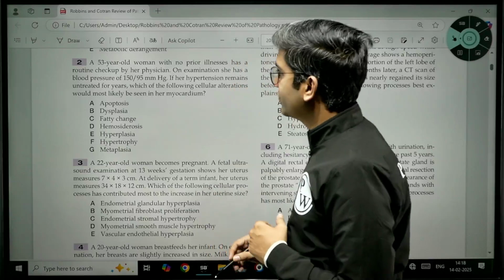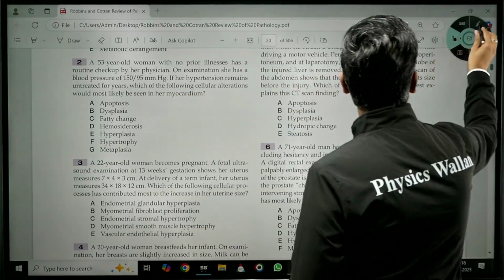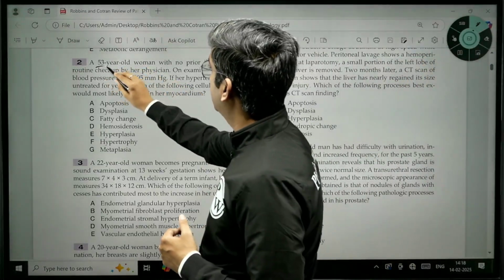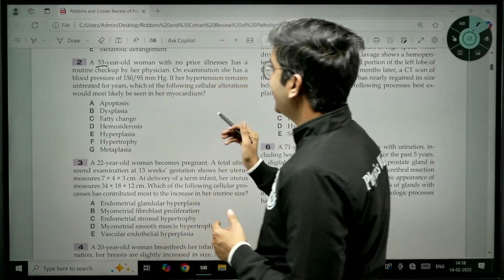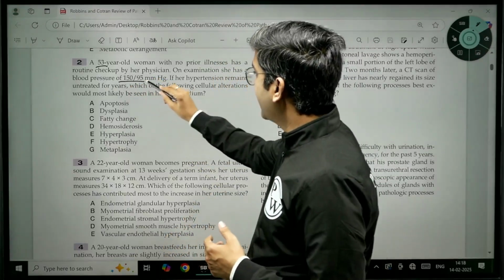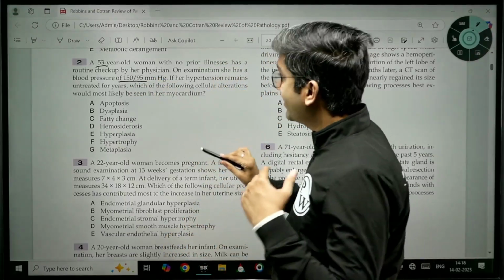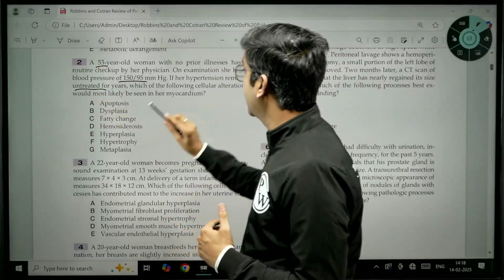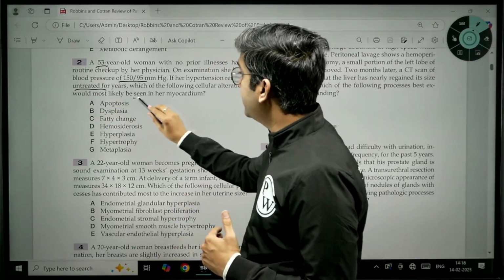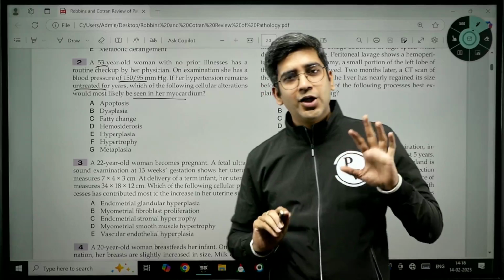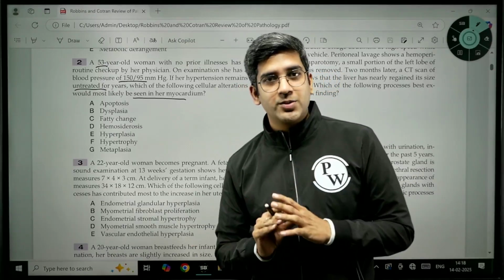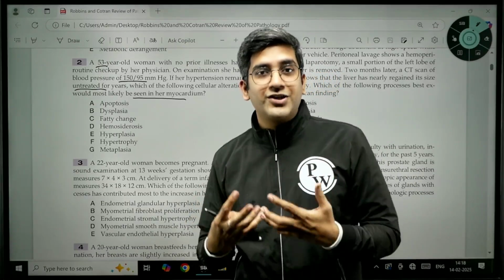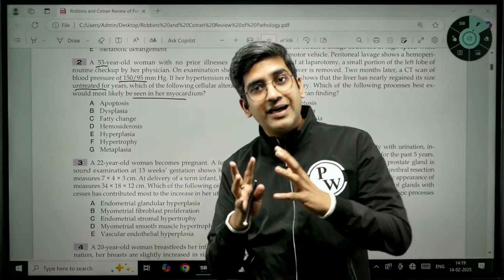So let's look at the first question. A 53-year-old person came for a routine checkup to a physician. On examination, she has a blood pressure of 150/95. If her hypertension remains untreated for years, which of the following cellular alterations would be seen in the myocardium? It's simple. What we have read in our classes is that the more pressure you have, the heart has to pump against more pressure.